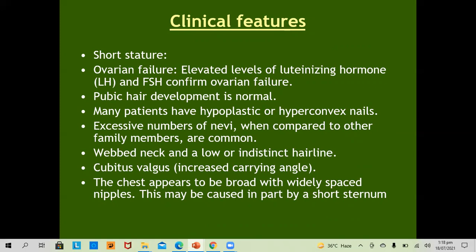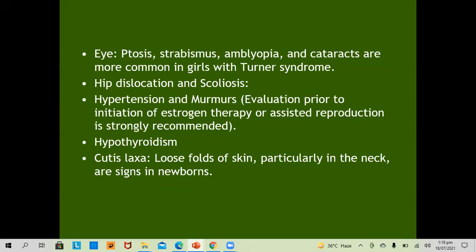There is webbed neck and low or indistinct hairline. There is cubitus valgus, that is increased carrying angle. The chest appears broad with widely spaced nipples. This may be caused in part by the short sternum. In the eyes, there is ptosis, strabismus, amblyopia, cataract. Hip dislocation and scoliosis, hypertension and murmurs, hypothyroidism, and cutis laxa, that is loose folds of skin, particularly on the neck.